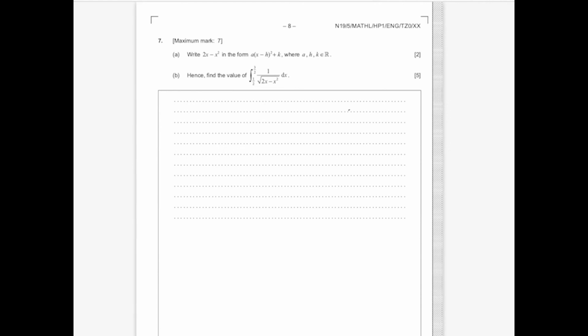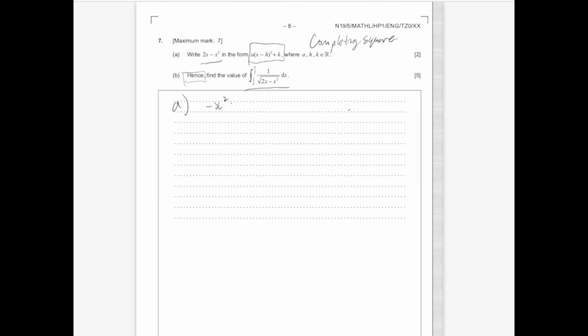Number 7 is asking us to change this expression into the form a(x − h)² + k. So we're basically completing the square. And the reason we do this, based on the use of the word "hence", is I guess it proves useful in question B, where we have to perform this integration. So let's get on with A.